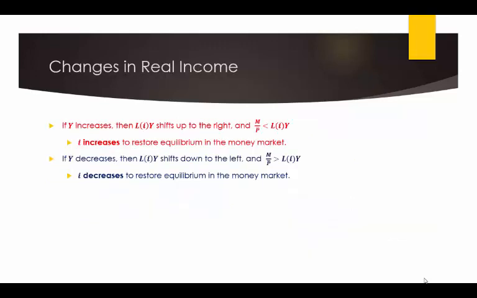On the other hand, if we had an increase in real income, that is real GDP, then real money demand will increase to exceed real money supply, and the interest rate will rise to restore market equilibrium. And if instead we had a decrease in real incomes, then real money demand would fall below the level of real money supply. This will prompt the nominal interest rate to fall until the market is restored back to equilibrium.